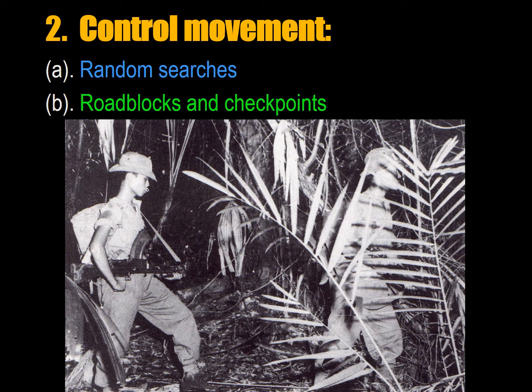The second part was the control of movement. There were random searches and roadblocks and checkpoints. Searches ensured that food was not being taken to the insurgents by sympathetic MCP communist villagers. The police set up ambushes in urban areas to surprise MCP communist couriers who were passing information. Here you can see a Malay soldier on patrol in the jungle.